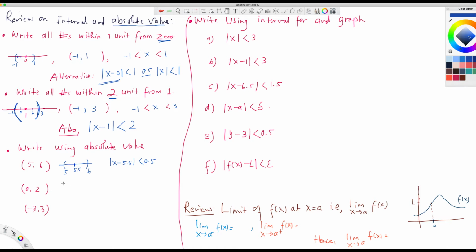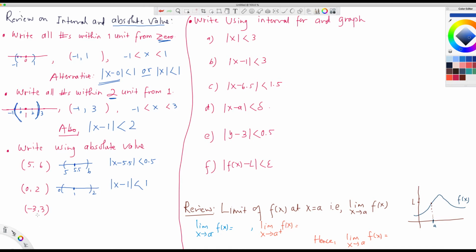How about this one? Let's see that. 0, and then let me do that. So how do I write that using the graph? Let's draw the line. There is 0, right? And then there is 2. What is in the middle? There is 1, right? 1 is in the middle. So how do I write this using the absolute value? You write x minus the number in the center, which is 1, and then less than, what is the maximum distance from the center to the boundary? It is 1, right? Because that is the 1 unit distance.